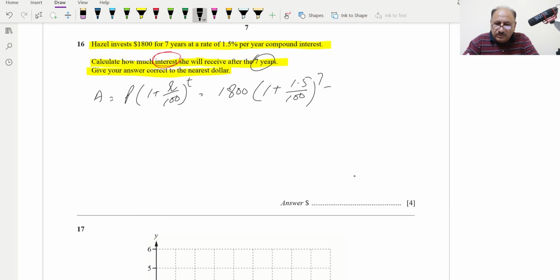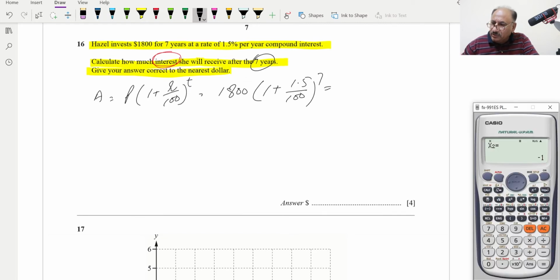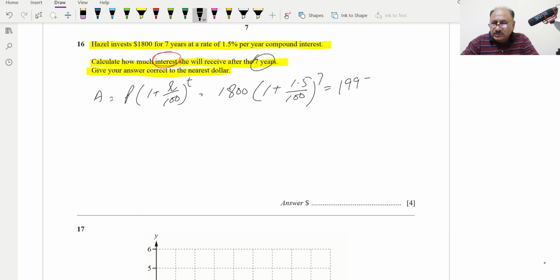So this will be the total amount which she will be getting, but we need only the interest that we will calculate. So 1800 multiplied by 1 plus 1.5 over 100, and this one raised to the power 7, and this will be equal to 1997.72. This will be the amount she will receive after 7 years.